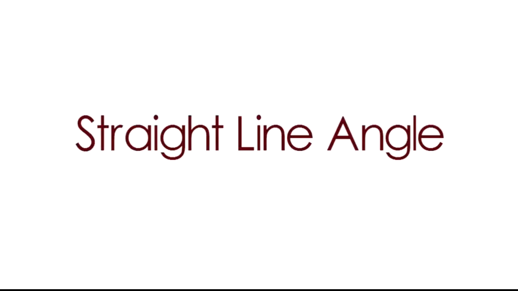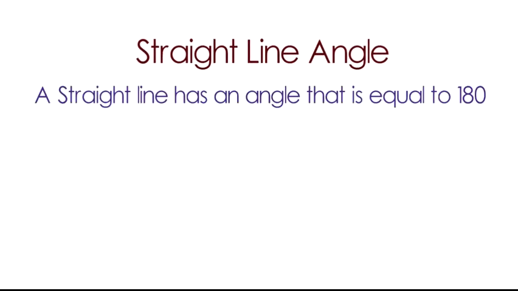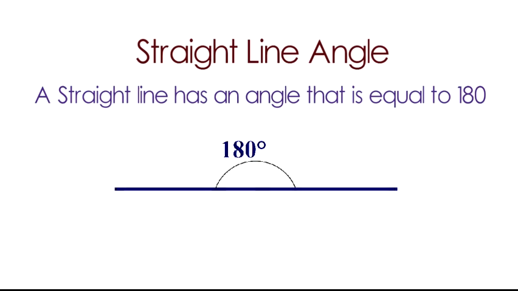Finally, we will look at a straight line angle. A straight line angle has an angle which is equal to 180 degrees. This is shown in the diagram below. The angle is equal to 180 degrees. So, we have discussed the 5 types of angles.